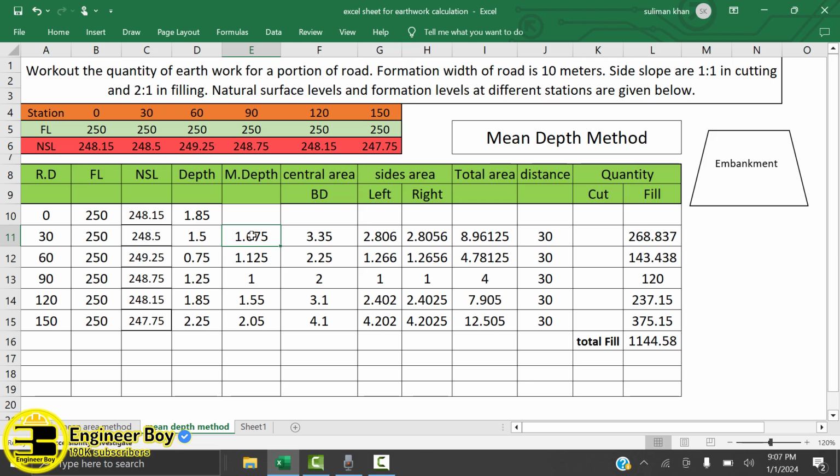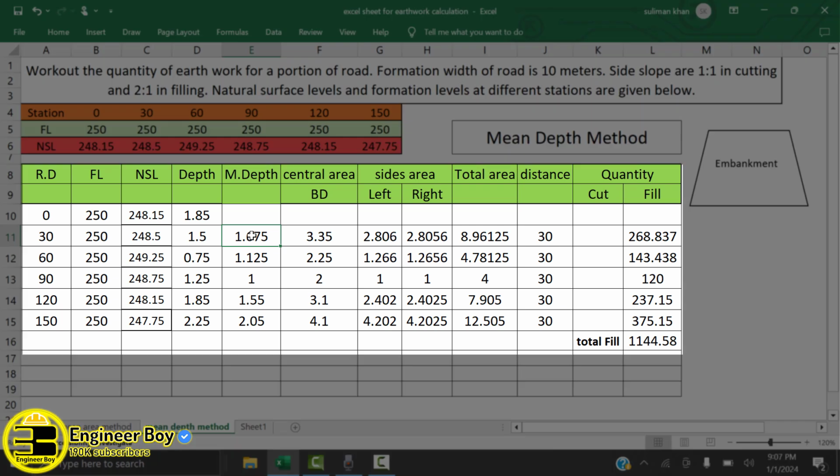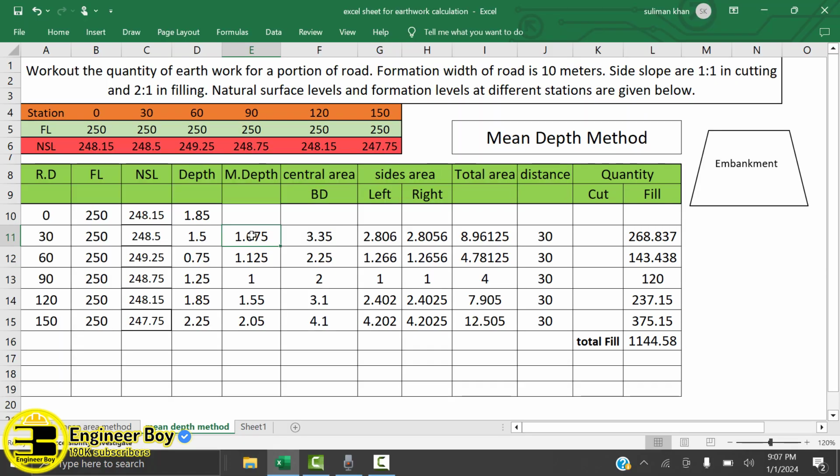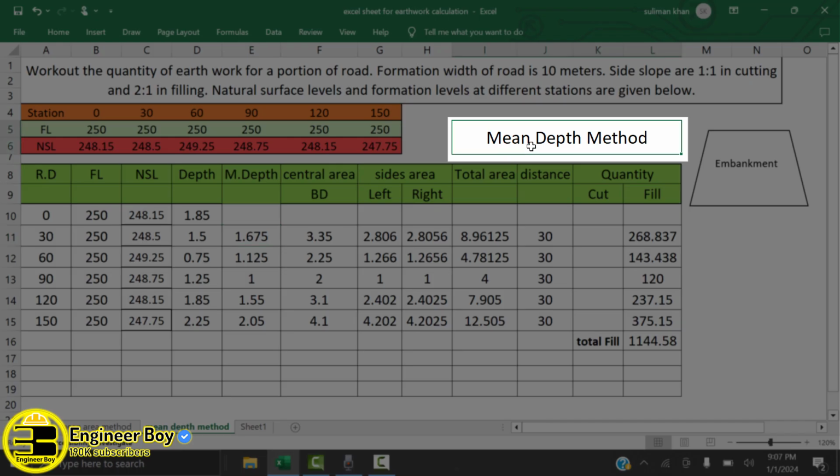Hey guys, I'm Suleiman Khan, and if you remember previously on the Engineer Boy, we designed an Excel sheet that provides the cut and fill. You can say the earthwork calculation, and this is based on the mean depth method.